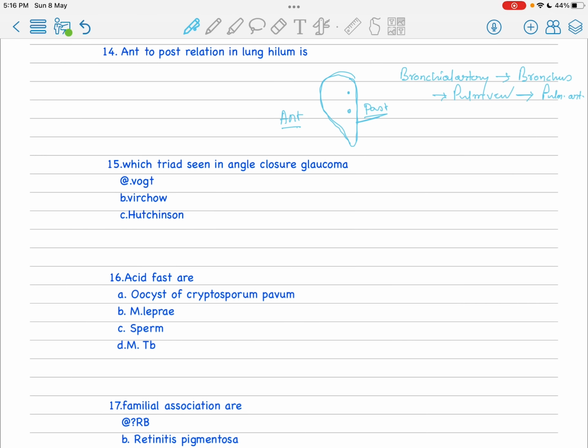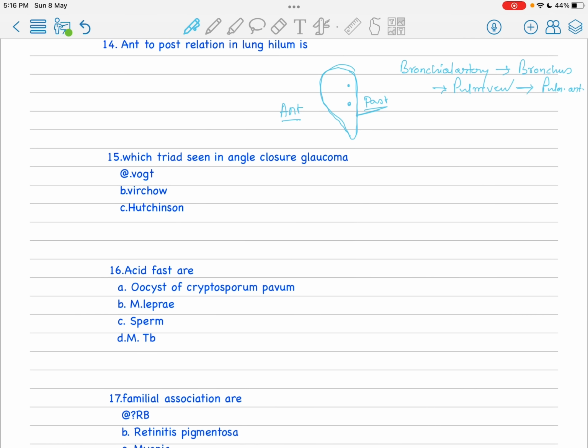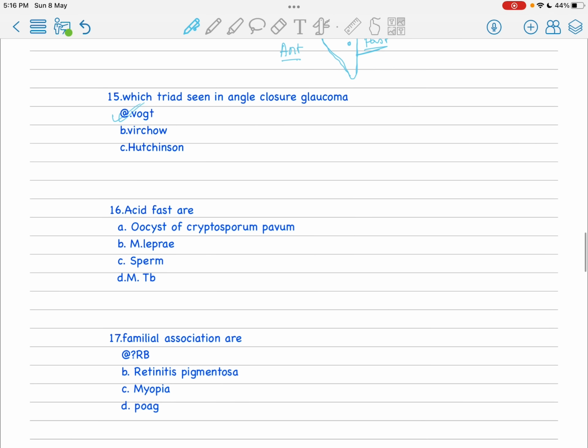And next is, which of the triad is seen in case of angle closure glaucoma, and it should be the Vogt triad because it is seen in young populations. In young populations, due to exercise, it can cause Vogt triad, and I think you know about this triad, and this should be the answer.